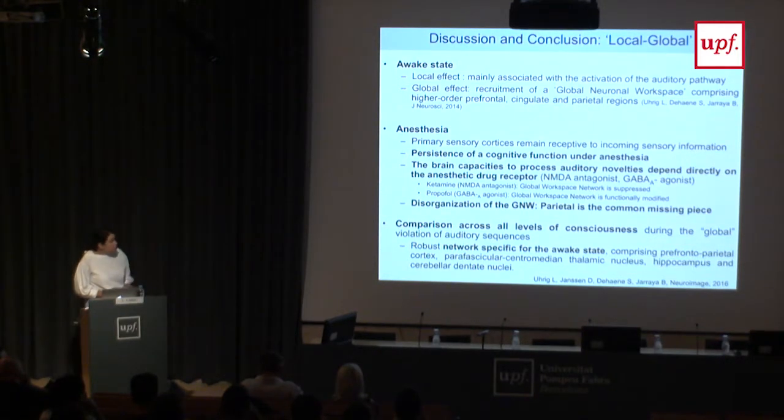So to conclude, at least for this local-global paradigm used in the monkeys in the wake state and in anesthesia, for the wake state you get a local effect. It's like the detection of these one deviant signs, mainly in the auditory pathway. The global effect represents the global neuronal workspace of the macaque brain, which is happening in the prefrontal cortex, parietal cortex, and auditory cortex of the monkey.